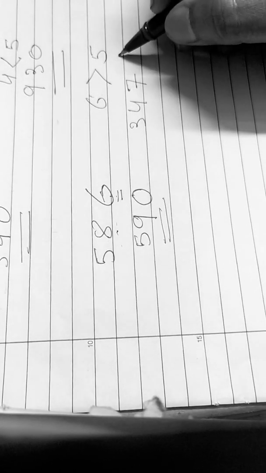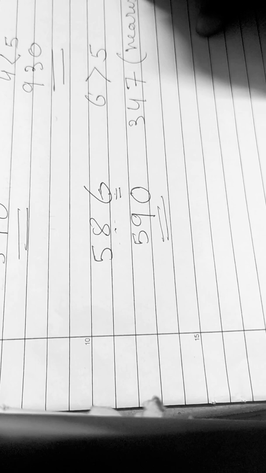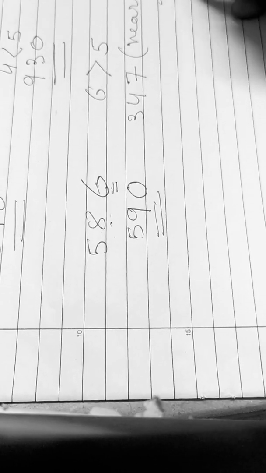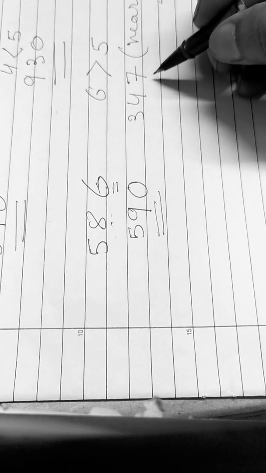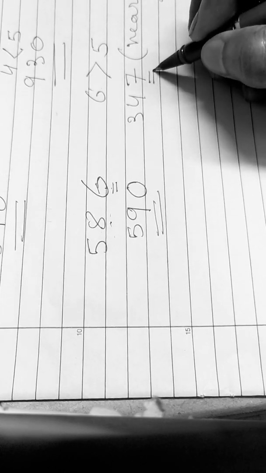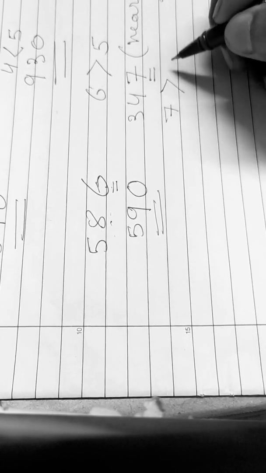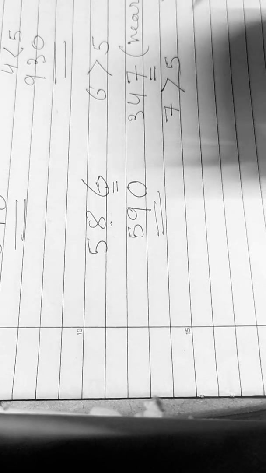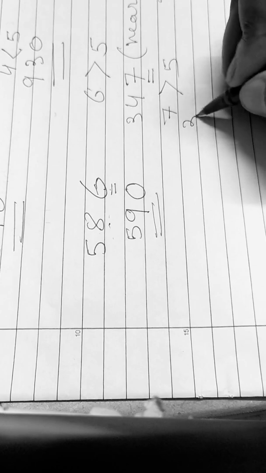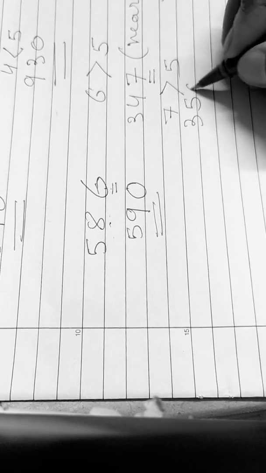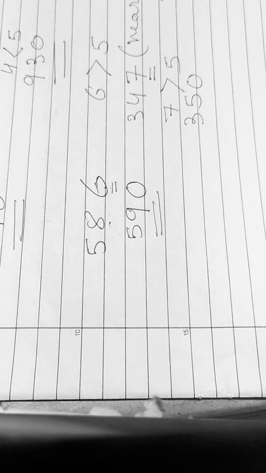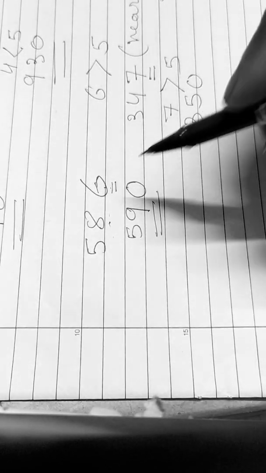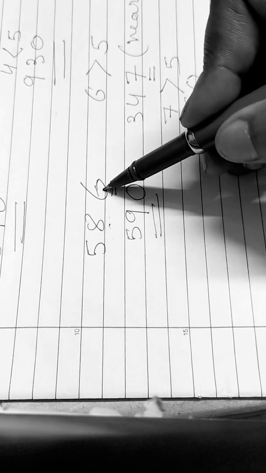Now take another example like 347. In 347 again you have to round it off to the nearest 10. Clear? Again which value will you see? Unit digit. Unit digit is 7 and 7 is greater than 5. So this 4 will become 5. So 3, 5, and this 7 will become 0.